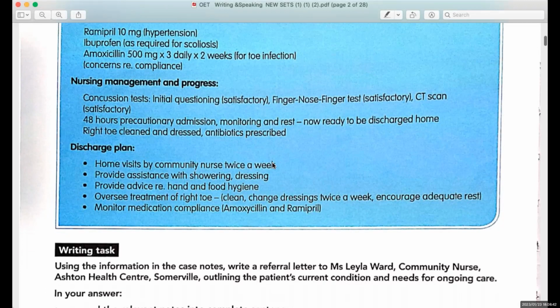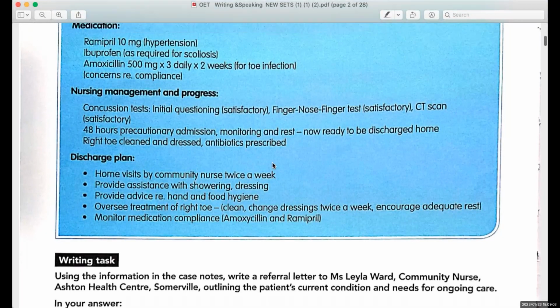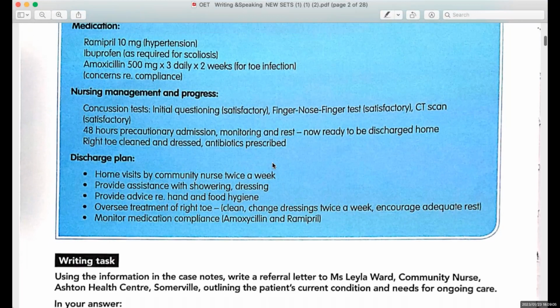And then we have a discharge plan. Home visits by community nurse twice a week. Provide assistance with showering and dressing. Provide advice regarding foot hygiene. Oversee treatment of right toe. Clean, change dressing twice a week. Encourage adequate rest. Monitor medication compliance: amoxicillin and Ramipril. So these are the things that the reader of our letter should do.